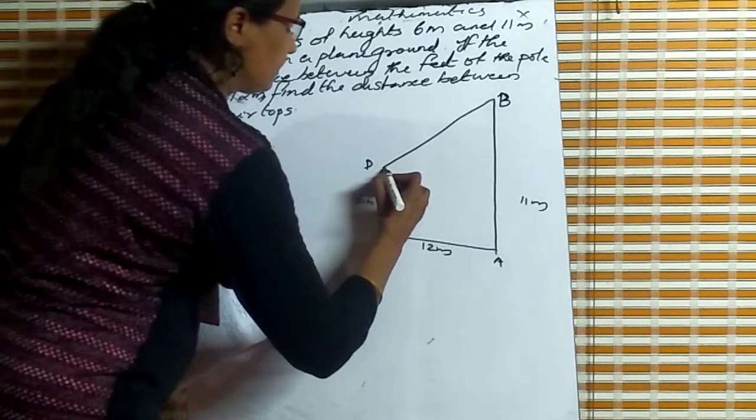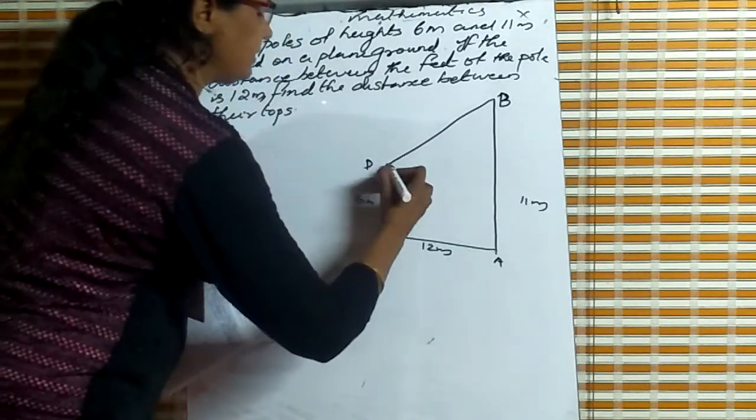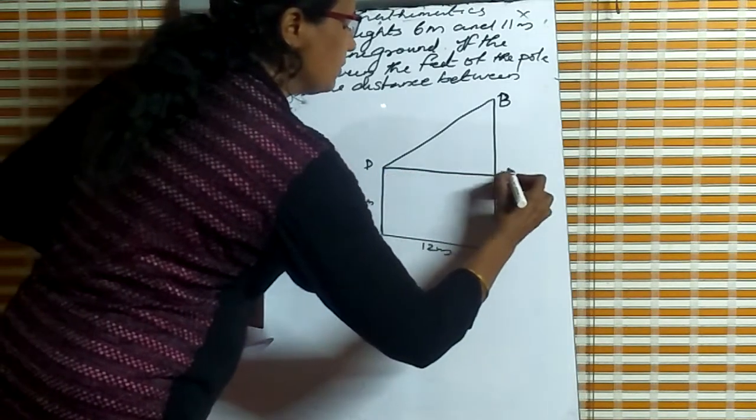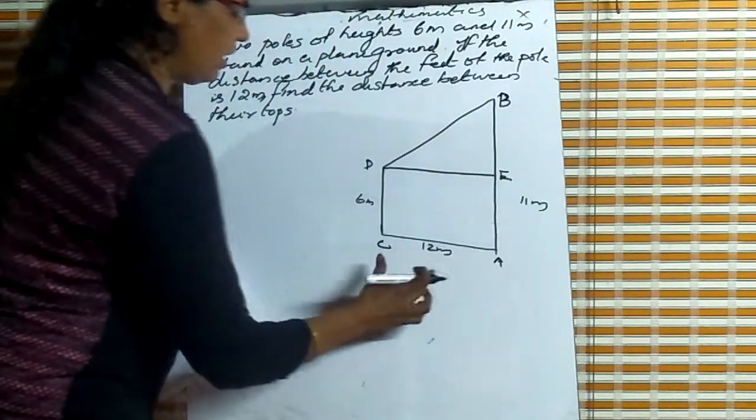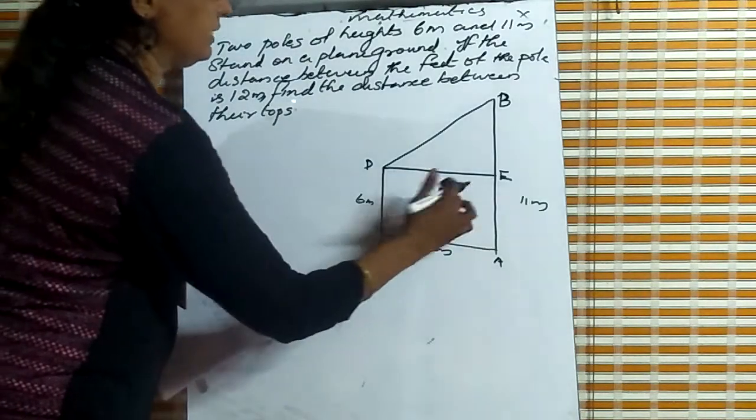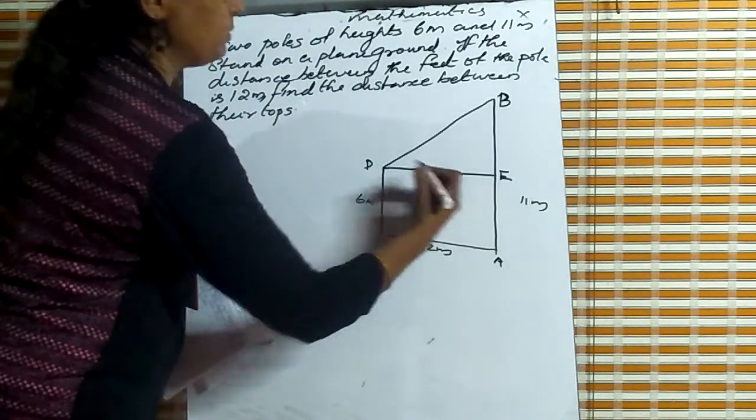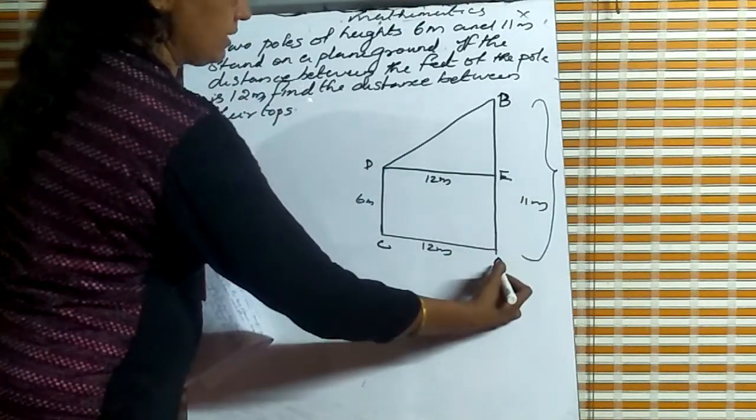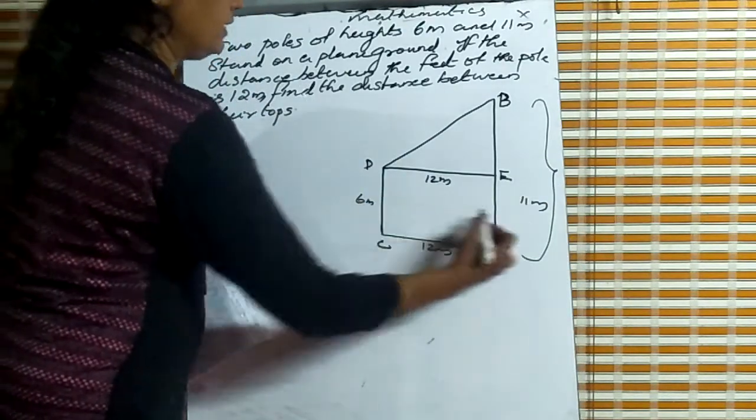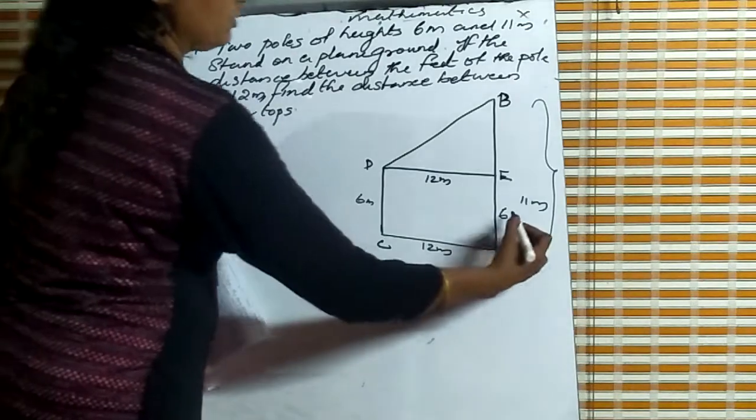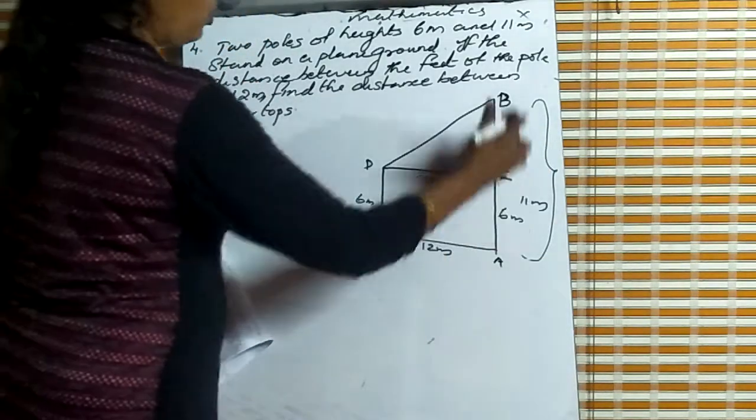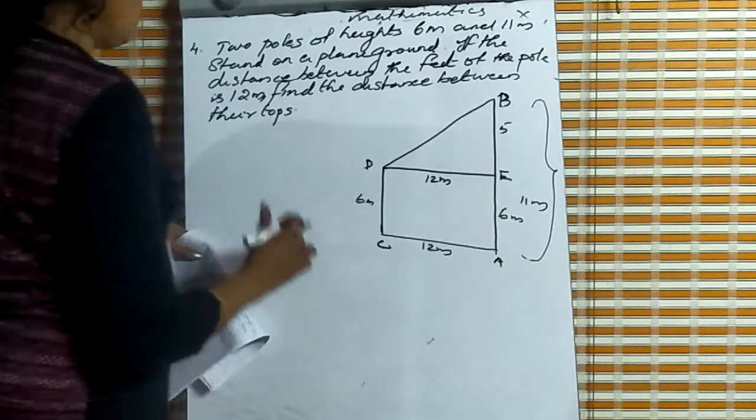For finding the length BD, we make here a right triangle. For that, draw DE. The distances AC and DE are equal, 12 meter. And this full distance is 11 meter, and this distance CD is 6. So this EB is 11 minus 6, so this distance is 5.